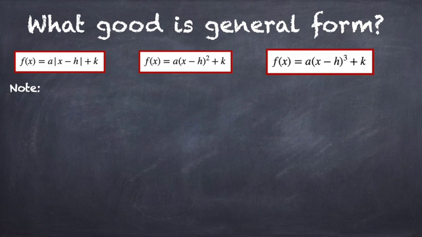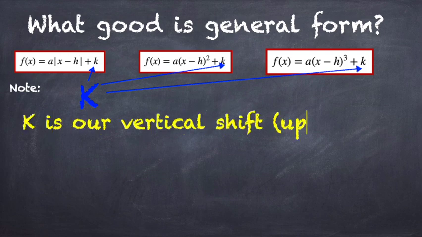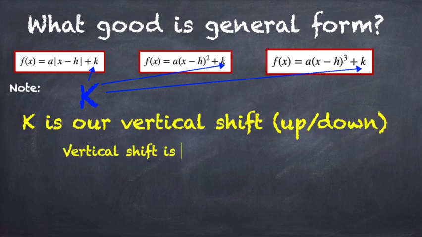So if I have an H value of 3, I would say I have a horizontal shift right 3 units. If I have an H value of negative 3, I would say I have a horizontal shift left 3 units. But we also have a K value in all of these. That K value is also the same, okay? But the cool thing about the K value is it's tacked on the back. It is our vertical shift. I'm either going to go up or down if I have one. The vertical shift is exactly as it appears.